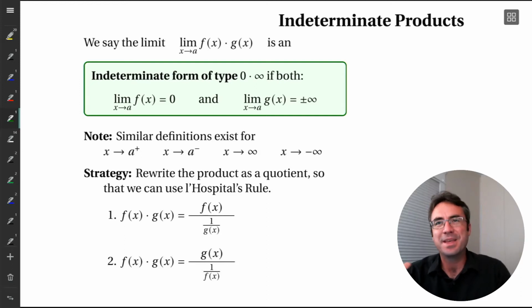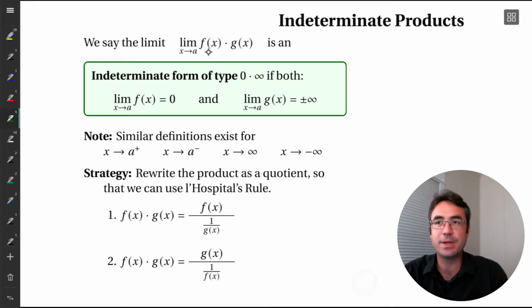All right, so far we've been looking at these indeterminate quotients: 0 over 0 form, infinity over infinity form. And for those, we saw we can use L'Hopital's rule. Now, there's other indeterminate forms that we can consider. And next, we're considering indeterminate products.